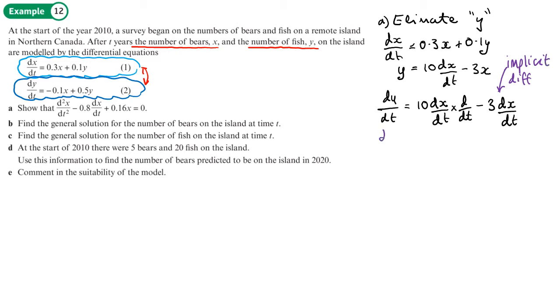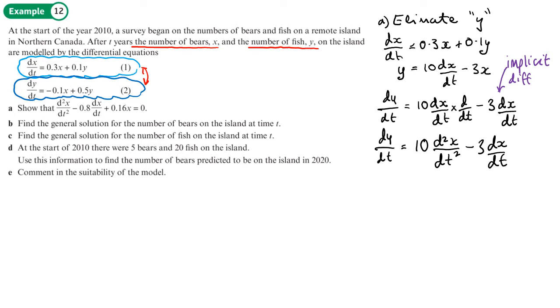So that will give me dy/dt equals, now this will become 10 d squared x/dt squared. So you can probably see why we write d squared, because it's like d times t, so d squared x, and dt times itself is like dt all squared. Basically just write dt squared, and then minus 3 dx/dt.